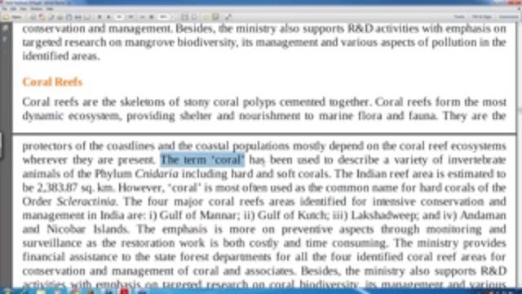The term coral has been used to describe a variety of invertebrate animals of the phylum Cnidaria, including hard and soft corals. This word can be asked. This itself can be a question. So please know this. Factual, know this. They may ask you because it is present in India Yearbook.